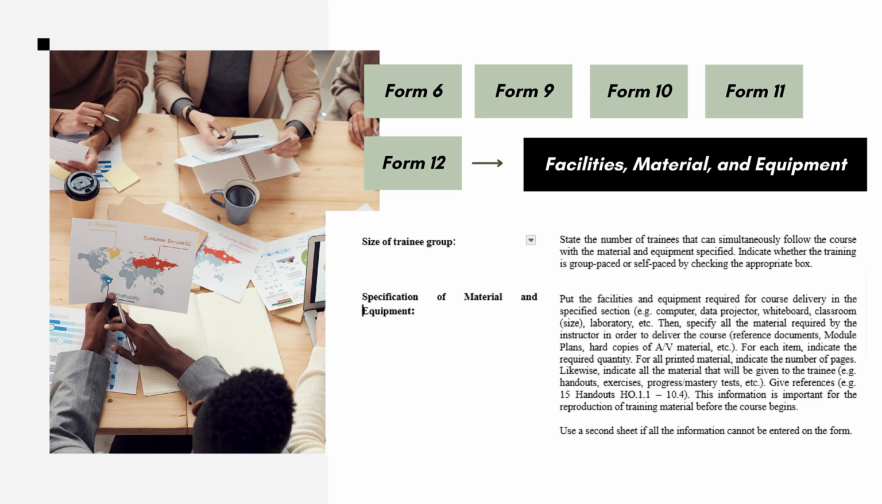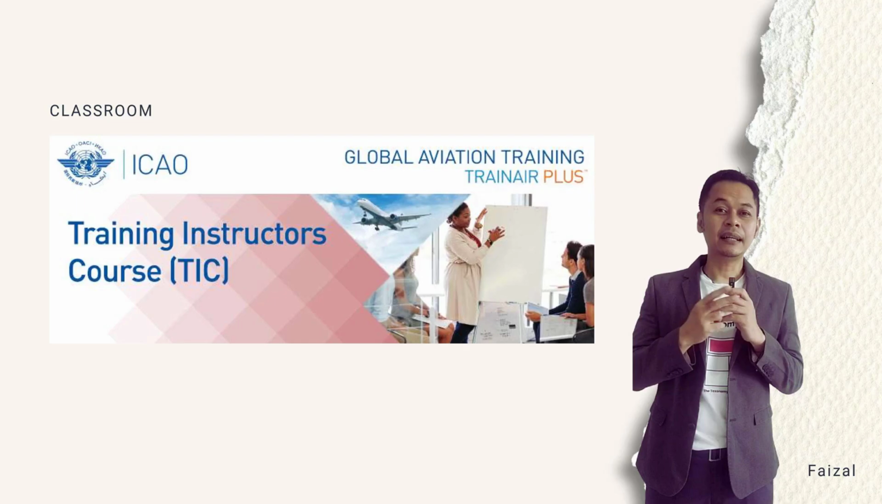runs smoothly and effectively. As an ICAO qualified instructor, it is essential that you understand the key documents that guide the design and delivery of a course. Form 6 until Form 12. Together, these forms give you a complete framework to prepare, deliver, and evaluate any ICAO standard training package. In the classroom, your role as an ICAO instructor is not only to teach, but to make sure these documents are applied consistently, so that training remains structured, standardized, and aligned with international standards.